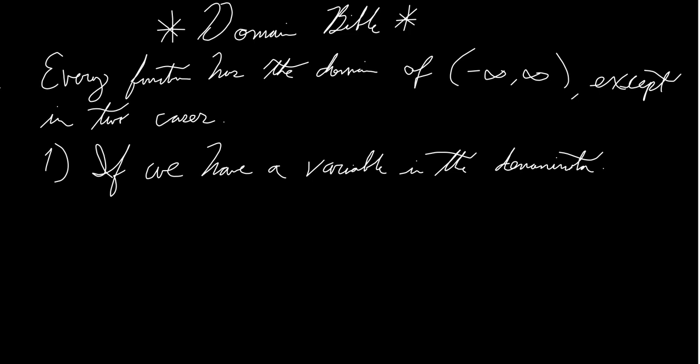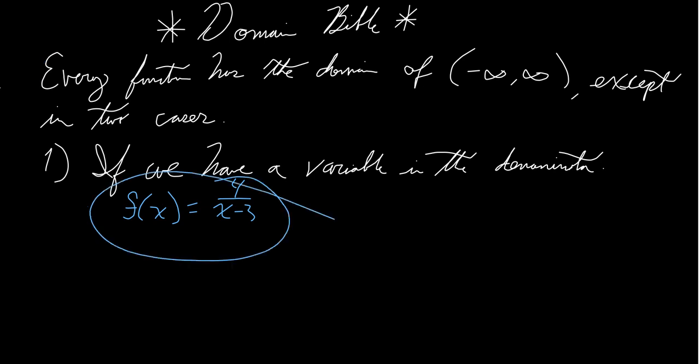Okay, so let us look at an example real quick. Let's say we have the function f of x equal to 4 divided by x minus 3. Okay, so we're given this function, and we're asked to find the domain. We're going to start here at line number 1. Every function has a domain of negative infinity to positive infinity. That's where we're going to start. But then we're going to move on to the sentence with the except part, right? Except in two cases. If we have a variable in the denominator. Okay, look in here, we indeed do have the variable in the denominator. So this tells me that the domain is not negative infinity to positive infinity.